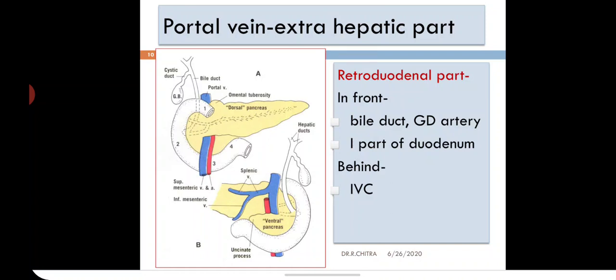Retroduodenal part: again, behind is the inferior vena cava. In front is the first part of the duodenum. So it is the retroduodenal part. In front will be the first part of the duodenum and also the bile duct and the gastroduodenal artery, which you can see in the image. The portal vein is there. In front are the bile duct and the first part of the duodenum. Behind, the inferior vena cava is not shown in this.